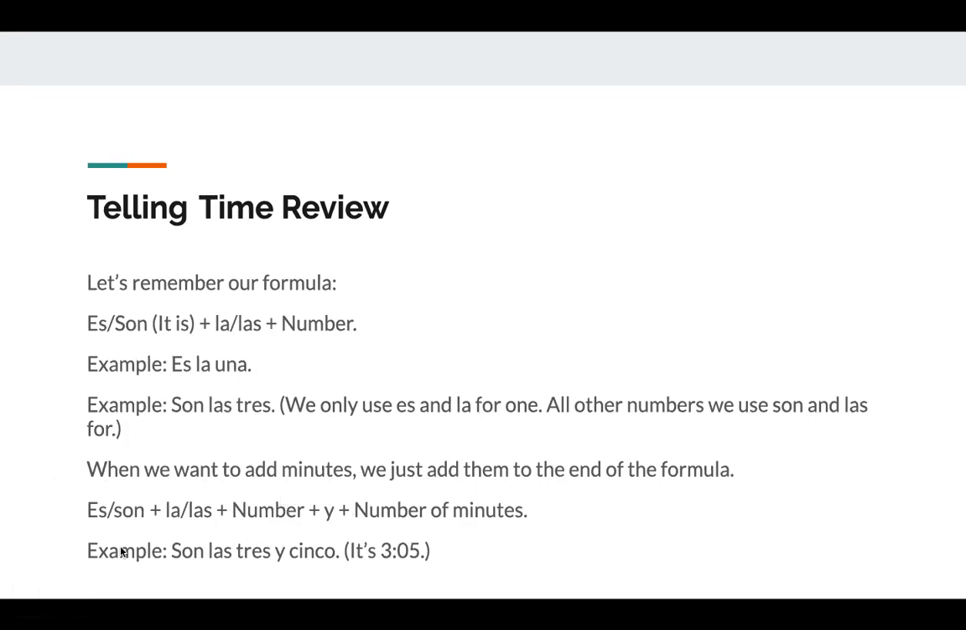So I have an example here, and it's son las tres y cinco. So son las, because it's three, right? Son las tres y cinco. So that means it's 3 and 5. So it's 3:05. Does that make sense to everybody? Or could we use some more work with that? Like I said, we are going to have some work with this, but is everybody kind of okay with that? Yes. Okay, good. Thank you.